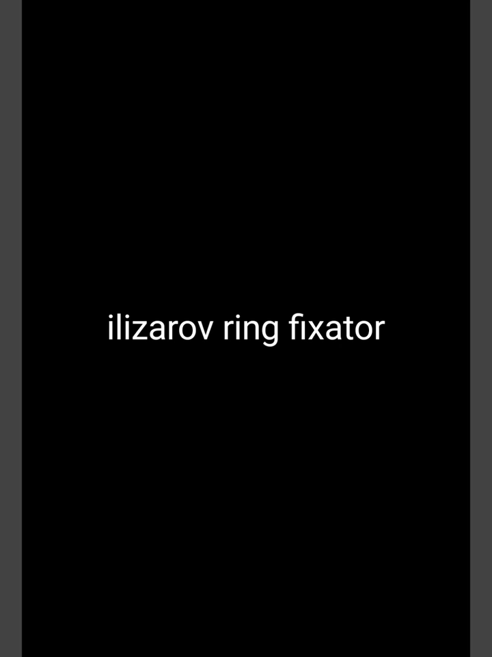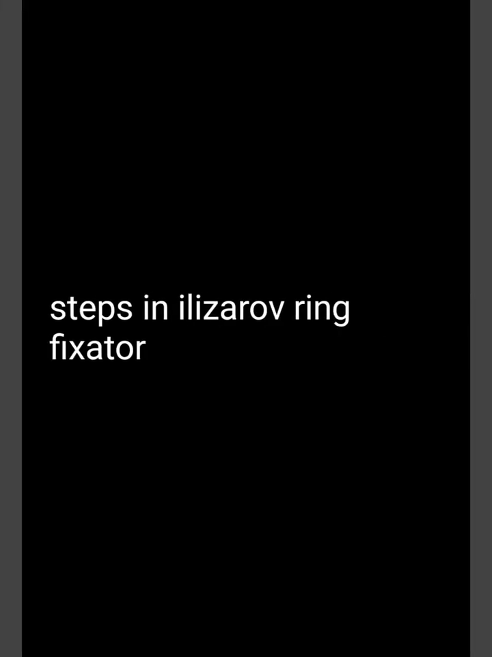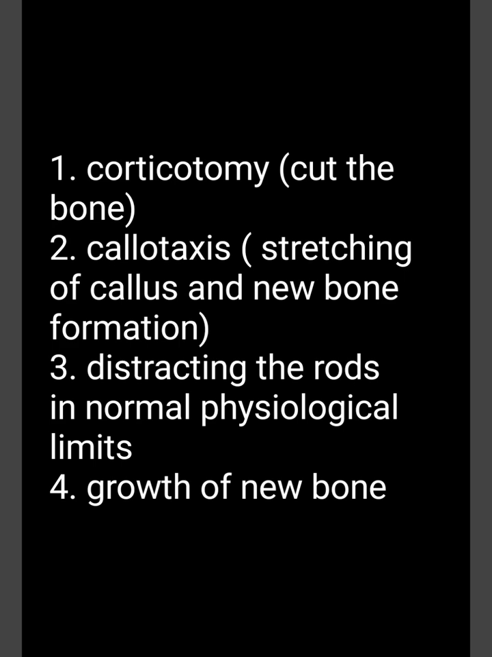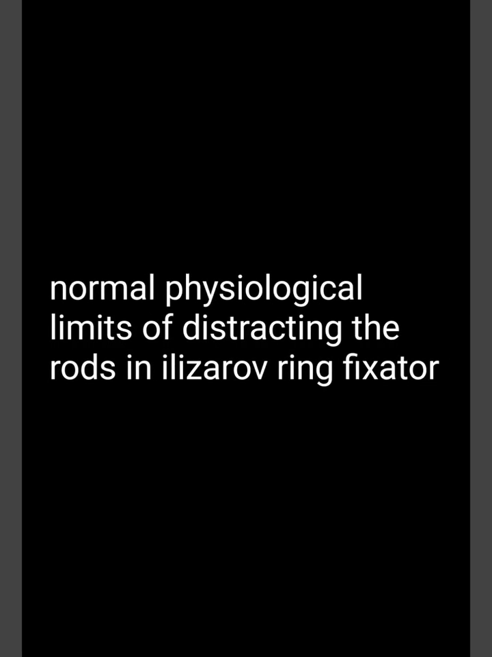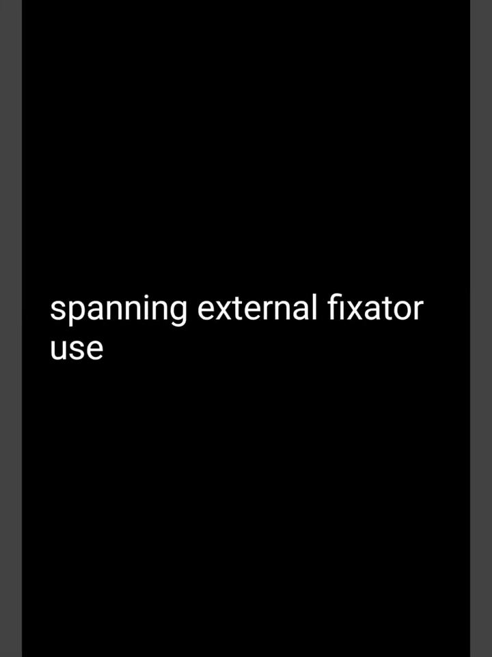Steps in Ilizarov ring fixator. 1. Corticotomy: cut the bone. 2. Callotasis: stretching of callus and new bone formation. 3. Distracting the rods in normal physiological limits. 4. Growth of new bone. Normal physiological limit of distracting the rods in Ilizarov ring fixator: 1 mm per day.